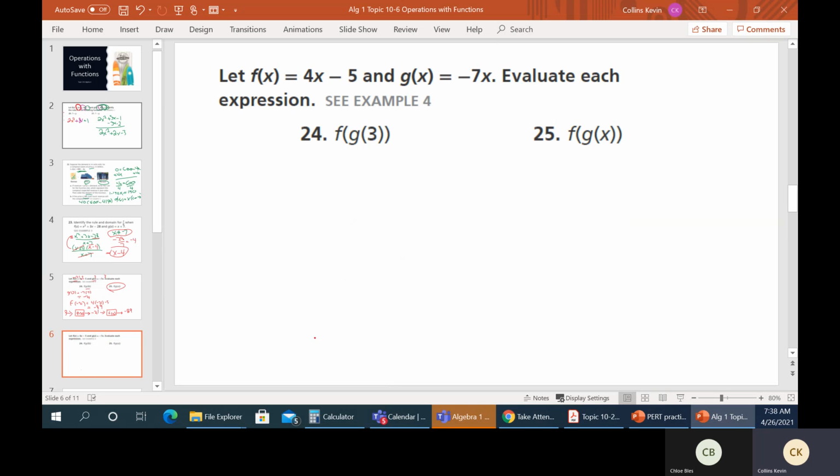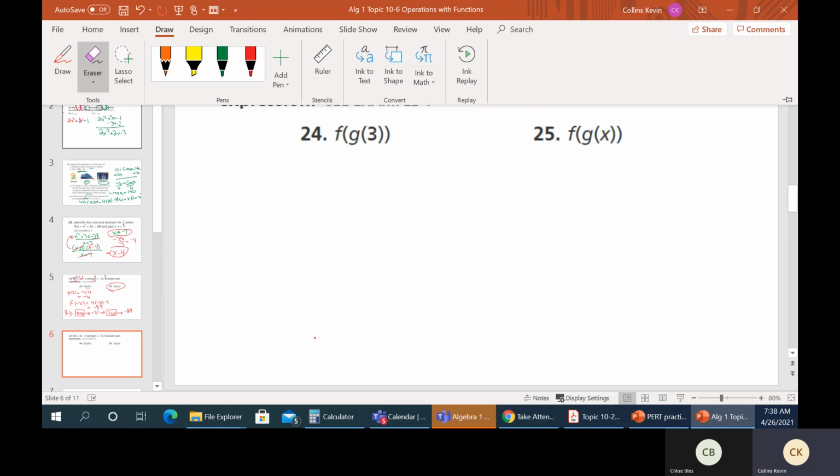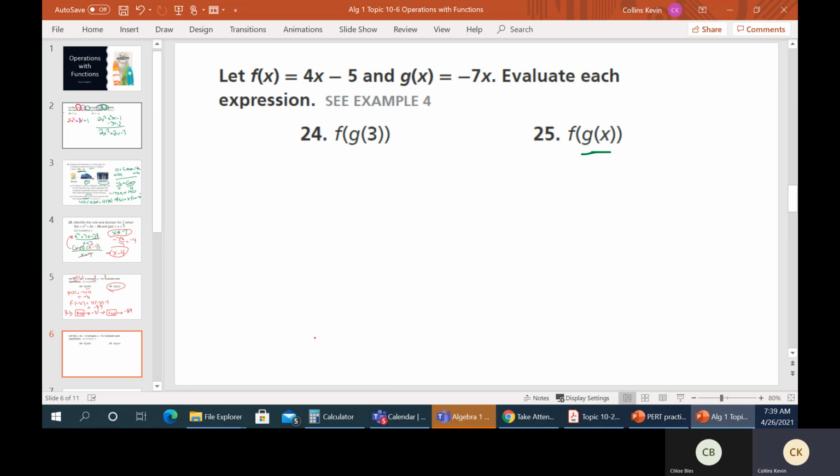Okay. So here's what we do. This one doesn't give us a number. It just says g of x. So what we're going to do is take the whole function g of x, which in this case is minus 7x, and we're going to plug that in there. So this will become f of minus 7x.